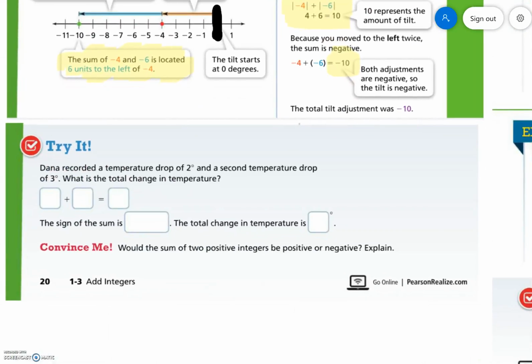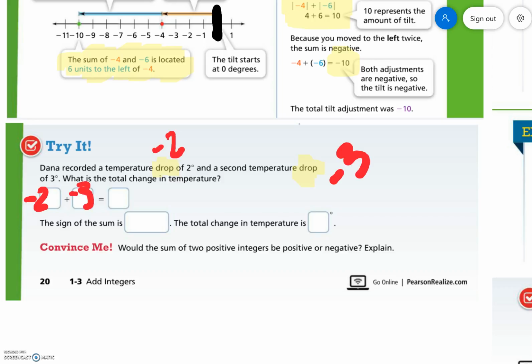Let's try it. Dana recorded a temperature drop of 2 degrees. So is that going to be +2, positive or -2? -2. And a second temperature drop, so again we're dropping, of 3. So positive or negative? -3. What was the total change in temperature? So to write out our addition, it's going to be -2 plus -3.